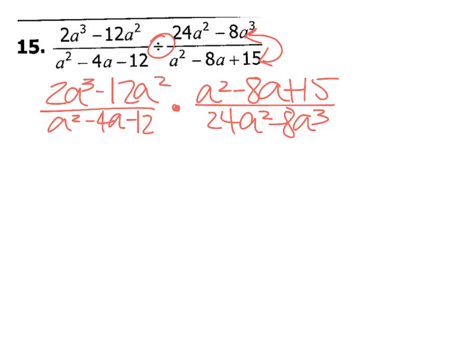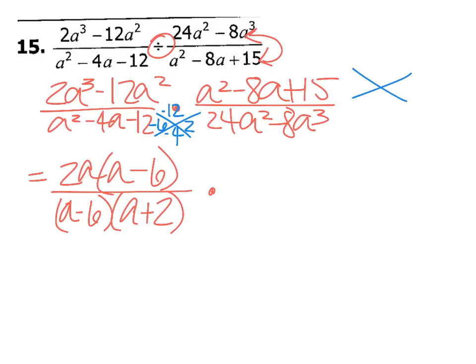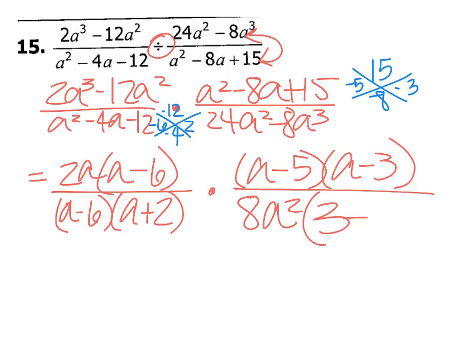Now we want to factor out what we can factor. So the first one we can factor out a 2a, and we're left with a minus 6. The bottom, we want two numbers that multiply to negative 12, add up to negative 4. Those two numbers would be negative 6 and 2. So on the bottom, we've got a minus 6, a plus 2. Then over here, all right, now we're still multiplying. Now on top, we want to factor this out. So we want two numbers that multiply to 15, add up to negative 8, negative 5, negative 3. So here we've got a minus 5, a minus 3. And then on the bottom, we can factor out an 8a squared. And we're left with 3 minus, or let's see, hold on. Yeah, 3 minus a.